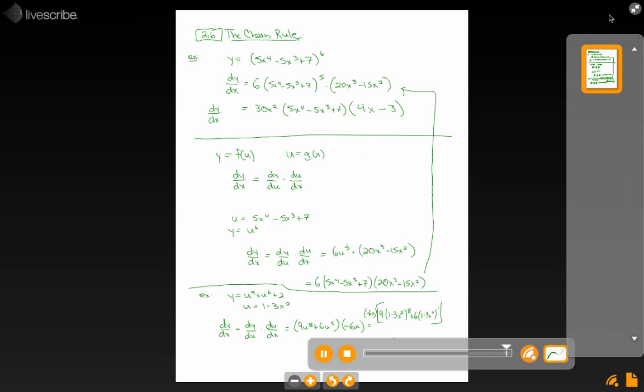But if now x was equal to 1 or something, we could find the slope of the tangent line to this composite function. So the chain rule, lots of power.